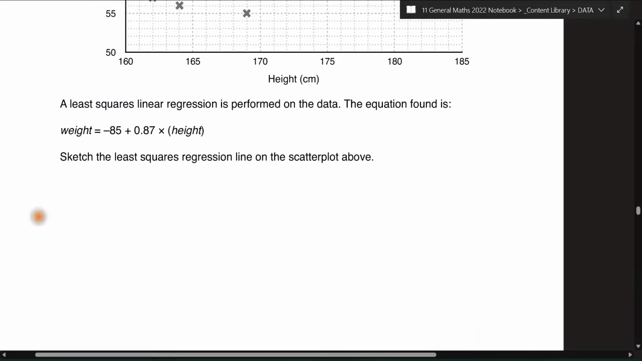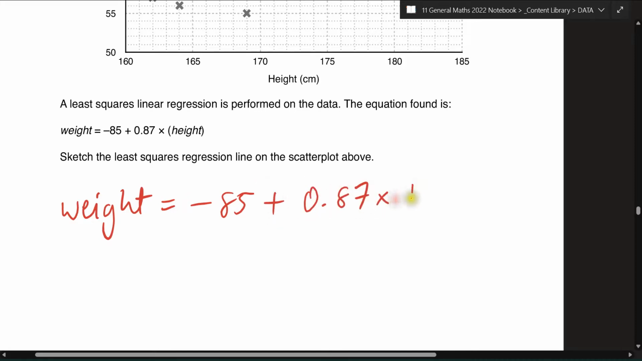So what I'll do is I'm going to write my formula. Weight equals negative 85 plus 0.87 times the height.